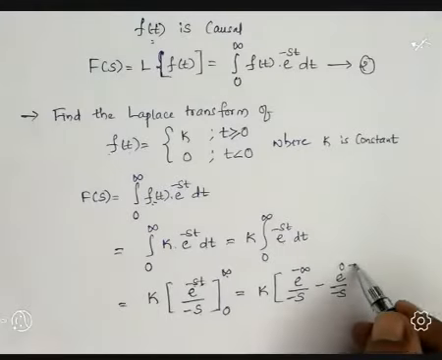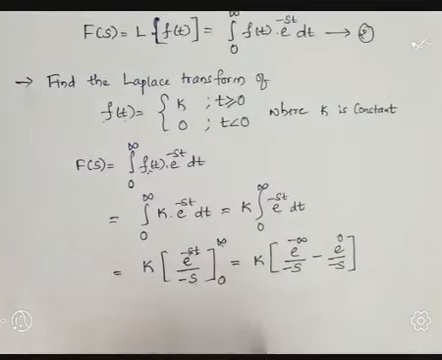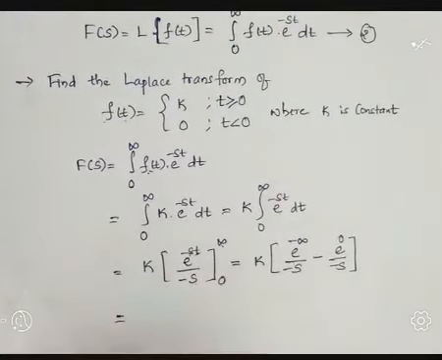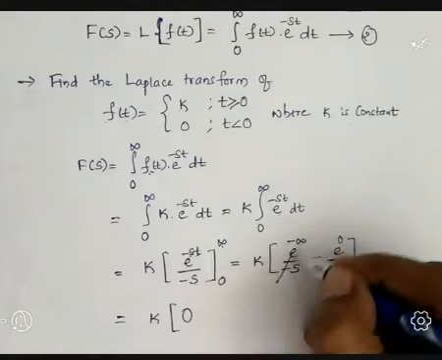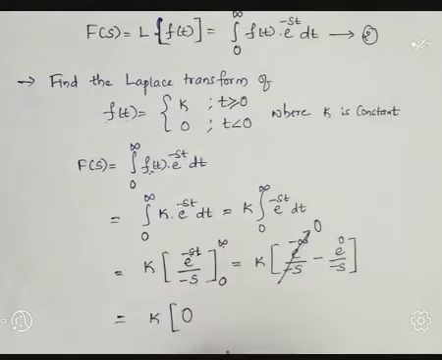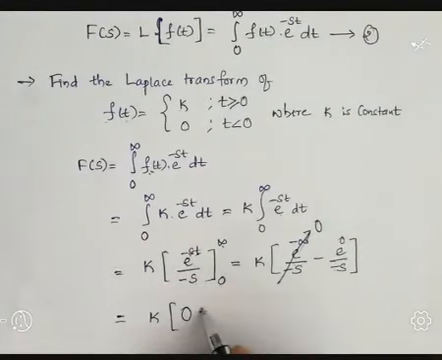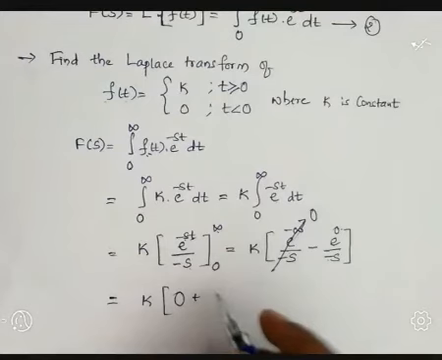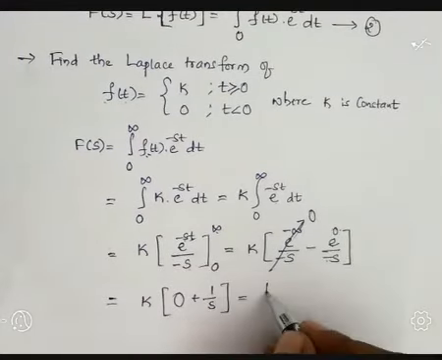Next, for the simplification, k is constant as it is. e to the power minus infinity is 0, so this term becomes 0. Minus into minus becomes plus, plus e to the power 0, that is 1, so 1 by s. Hence what is the answer? We are getting the answer as k by s.